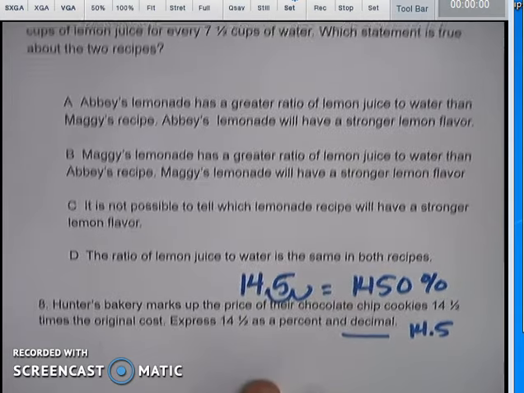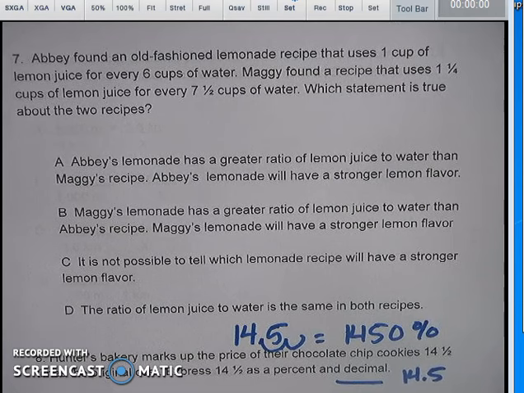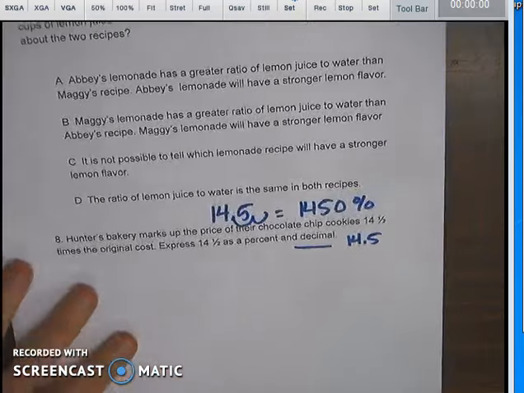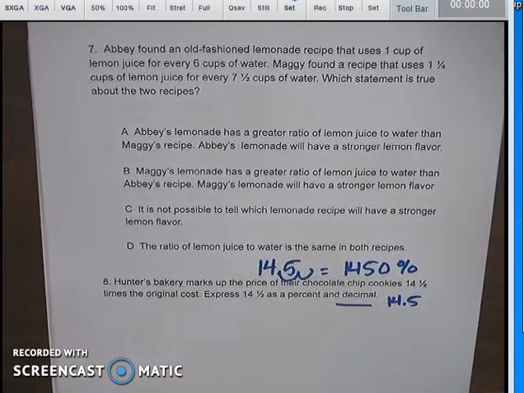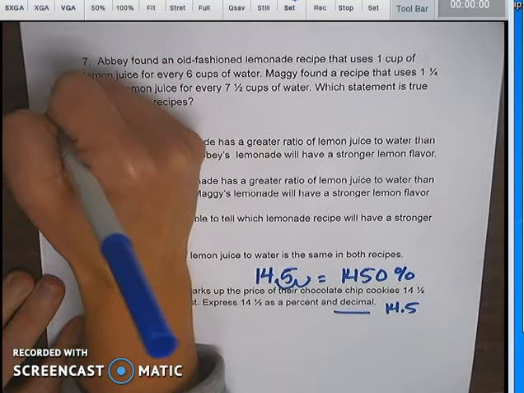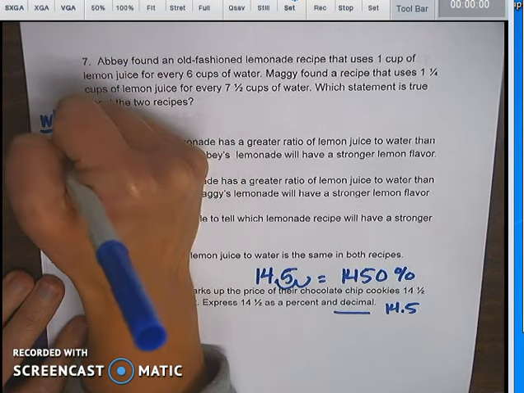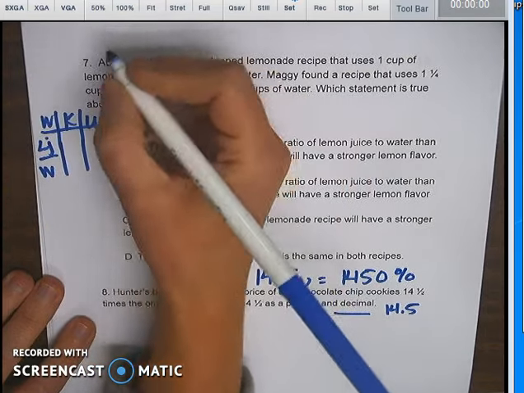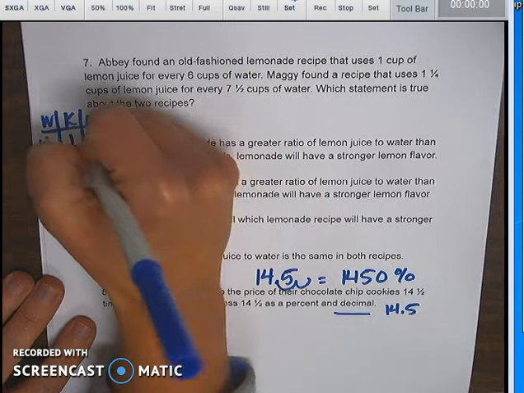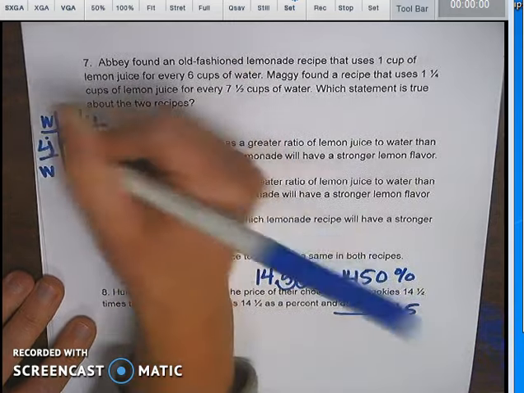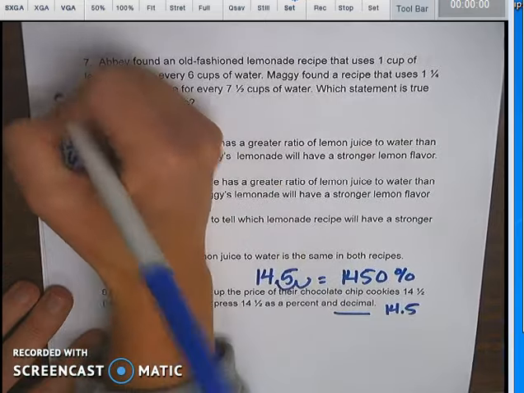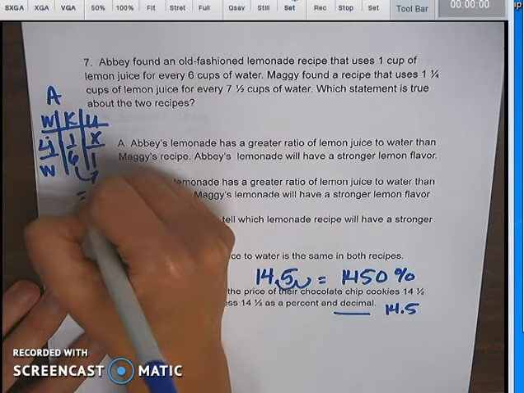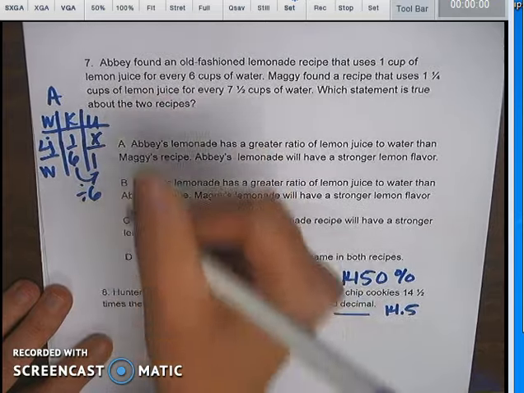Okay, so now we're going back up to do number 7. She found an old-fashioned lemonade recipe that uses 1 cup of lemon juice for every 6 cups of water. So Abby's: you have lemon juice over water. It is 1 cup of lemon juice for every 6 cups. How much for 1? So this would be Abby's, divided by 6. So 1 divided by 6.